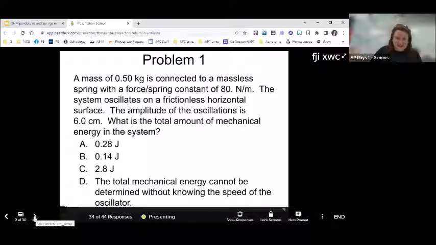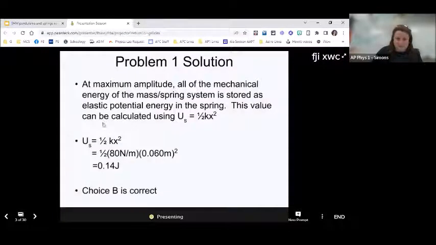All right, so to solve this, we have our mass, we have our spring constant, we have our amplitude. We don't really need the mass for this, because for the mechanical energy, at our maximum displacement, all of our energy is spring potential energy. So we can use that spring potential energy equation, 1/2 kx squared. Just make sure your units are in the right format. Then we should get 0.14. That was answer choice B.